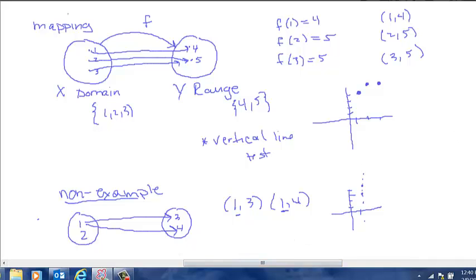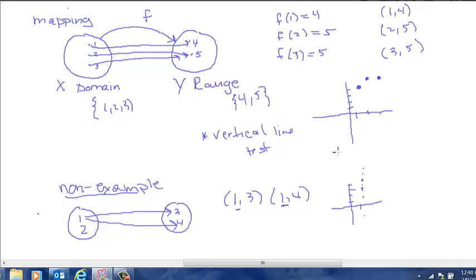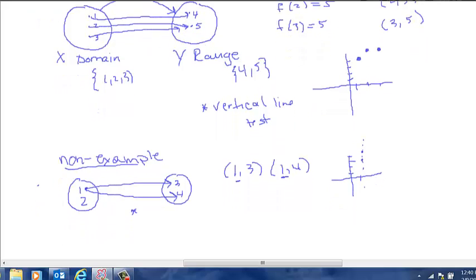One way I keep that straight is to just really think about travel. If we are walking, so if 1, 2, 3 are walking to 4 and 5, 1 can walk to 4, 2 walks to 5, and 3 walks to 5. And 2 different people can walk to the same place at the same time, but one person can't walk to 2 different places at the same time, like down here. So those are, again, examples and non-examples of a function.